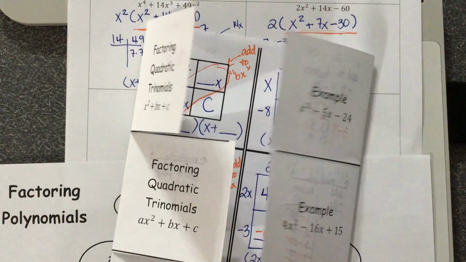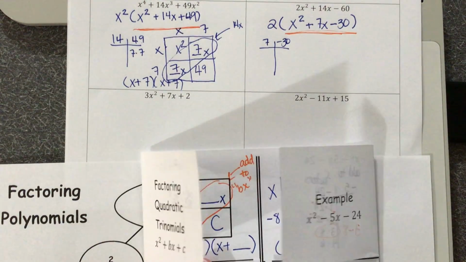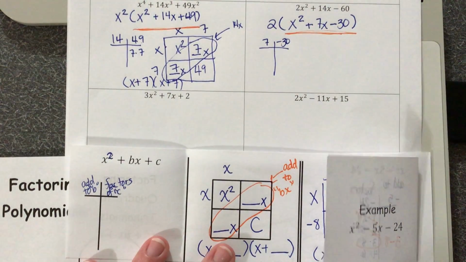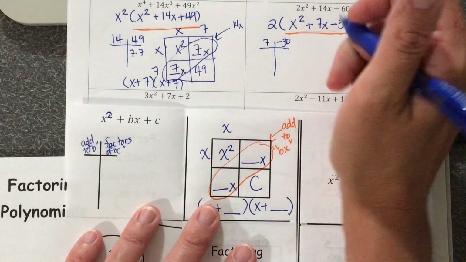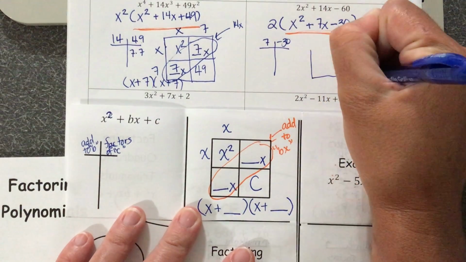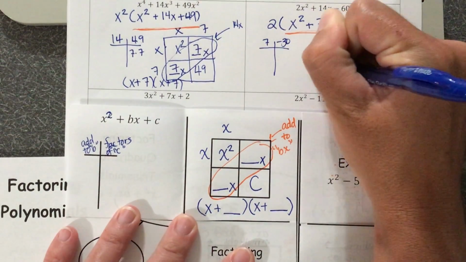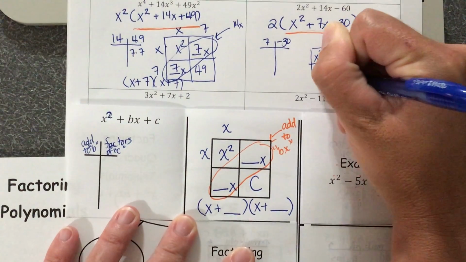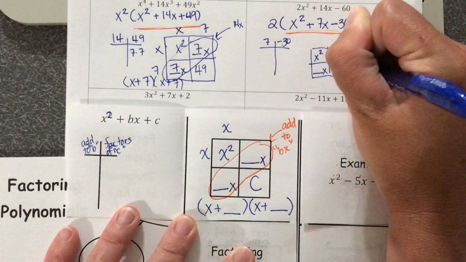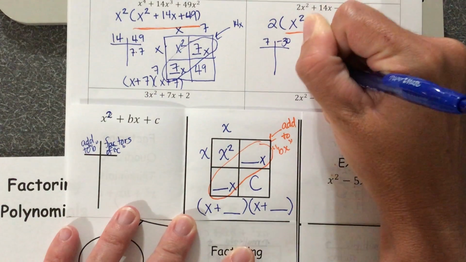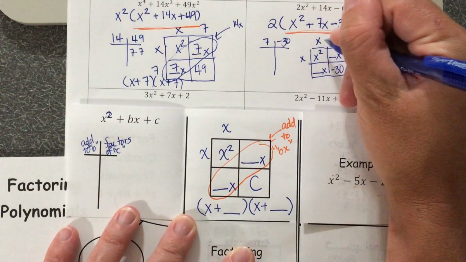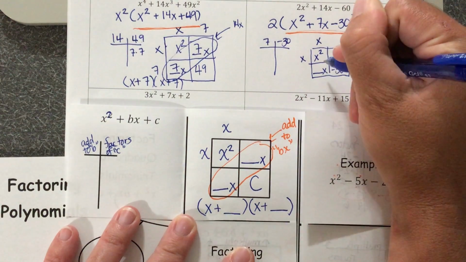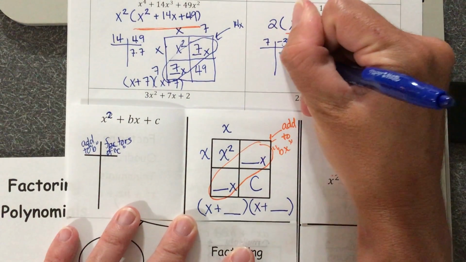And we're, again, going to set up and use our box. So we want our 2x2 box. X squared goes here, negative 30 here, something x, something x. X and x is x squared. So what two numbers can I multiply together to get negative 30 that add to 7?